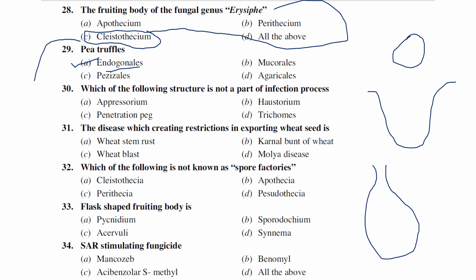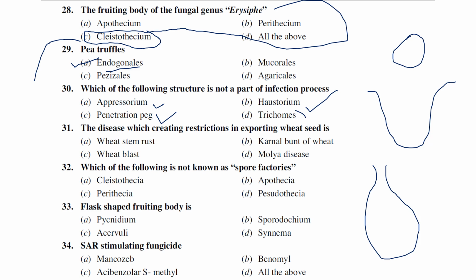Which of the following structures is not a part of the infection? Appressorium, attachment organ; haustorium, nutrient absorbing organ; penetration peg. From the haustoria, a small peg-like structure will develop that makes a hole and penetrates inside the leaf structure. That is a penetration peg. These three are part of the infection only.